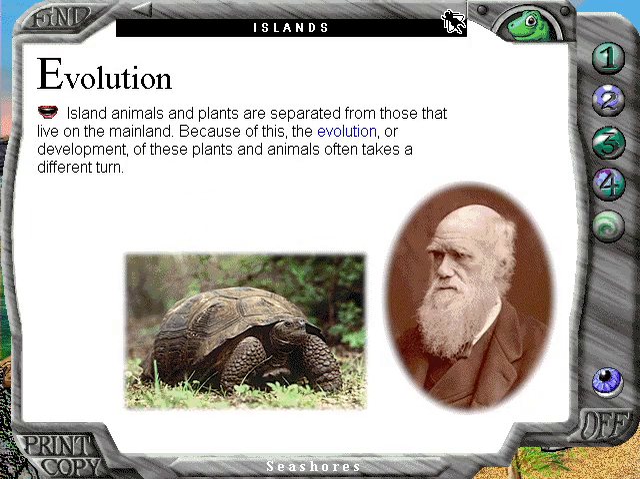Evolution. Island animals and plants are separated from those that live on the mainland. Because of this, the evolution or development of these plants and animals often takes a different turn.